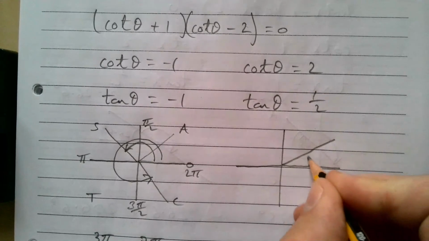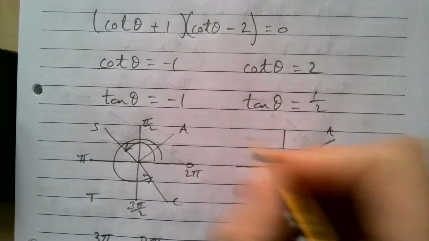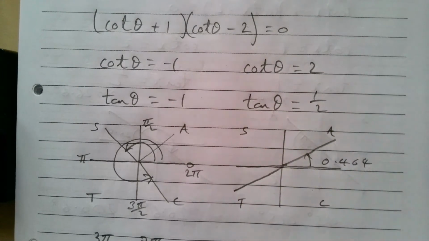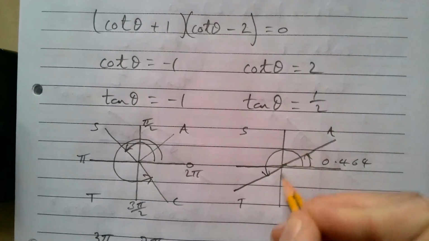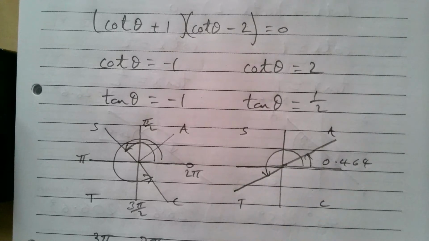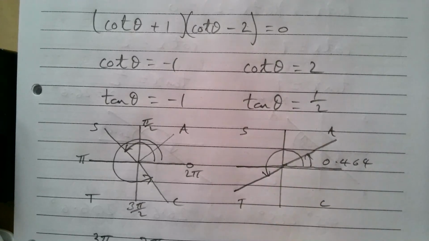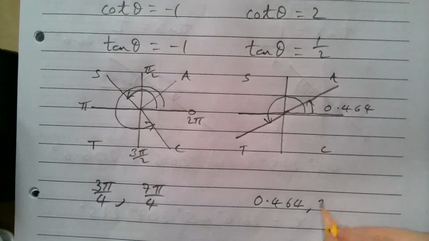radians, and going there, so 0.464 C A S T. Where else is tan positive? It's going to be here, and so we want this angle, and we also then want this angle, so we're adding pi to that, and that gives me 3.60 radians for that one. So my two values are 0.464, can't see that, and 3.60.